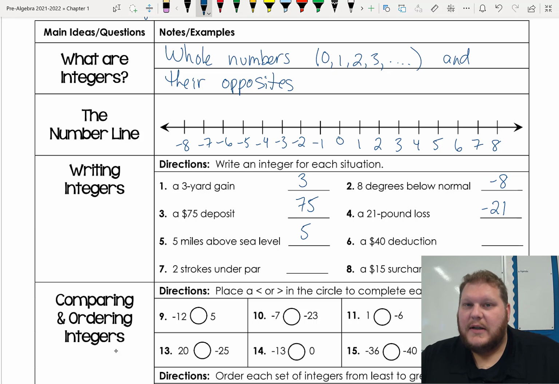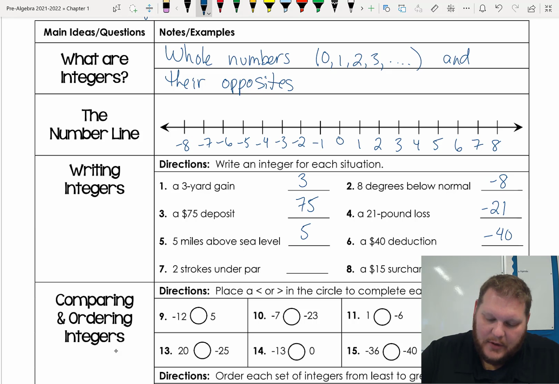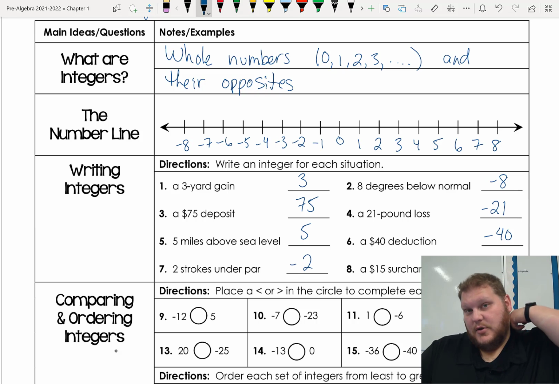Number 6, $40 deduction. So again, a deduction is something you're taking away. So it would be a negative $40, negative 40 for my integer if we're representing that. 2 strokes under par. Again, you can see that word under, same thing as below. It's less than what the expectation is. So negative 2 in this case for 2 strokes under par.